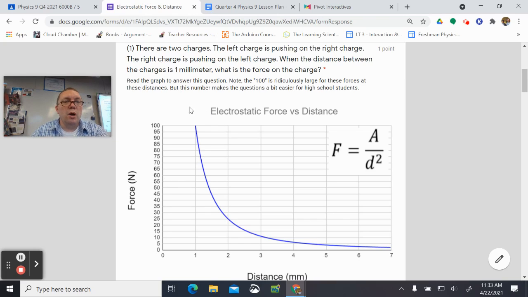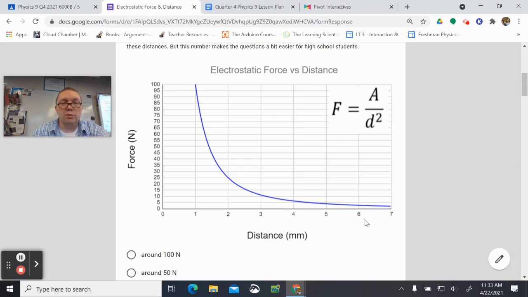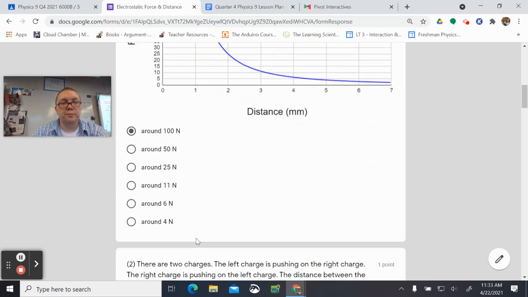So what we've got here, two charges pushing on each other. Those charges are 1 millimeter apart. What is the force on the charge? Well, if the distance is 1 millimeter, the force is up here. It's around 100. There we go.